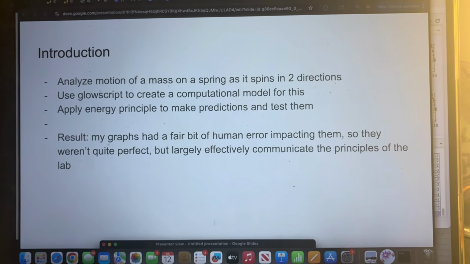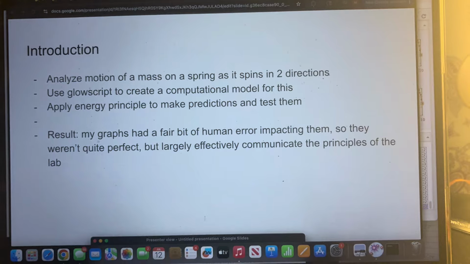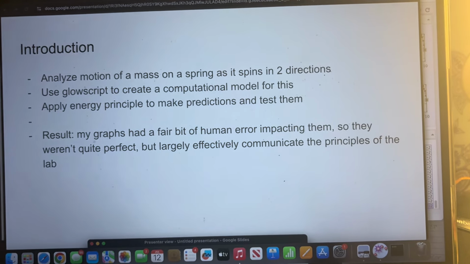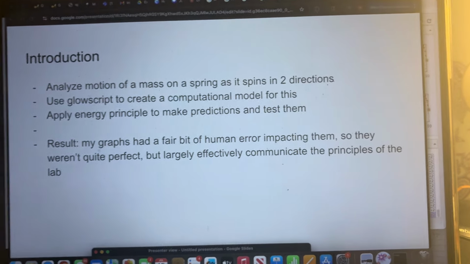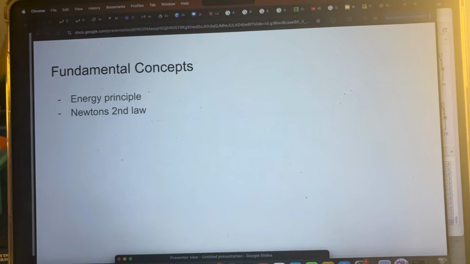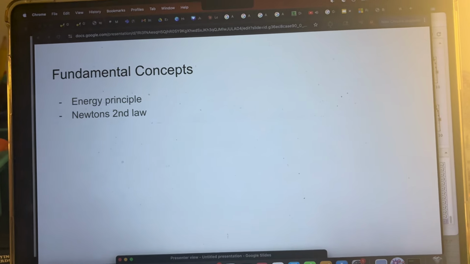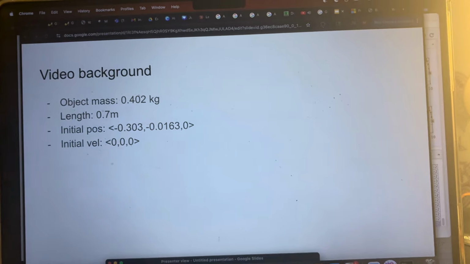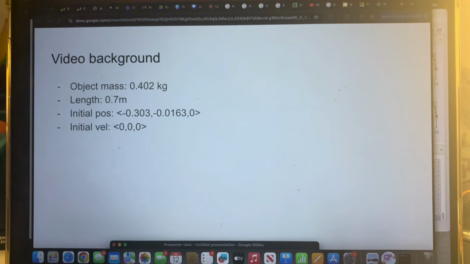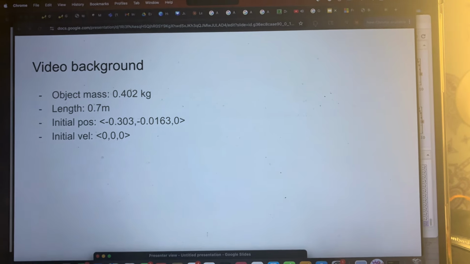And so my graphs and my results had a fair bit of error, so they're not perfect, but largely they demonstrate the principles, I feel like, of the lab. So the energy principle and Newton's second law are the two main principles here. These are the positions, the mass, the length of my object.